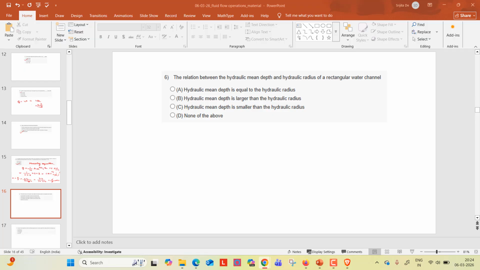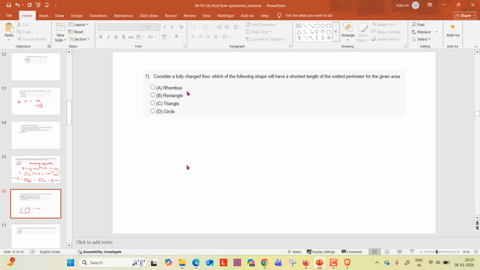So in a rectangular water channel, the hydraulic mean depth H is larger than the hydraulic radius. The depth is always larger in a rectangular channel. Okay, so suppose this is a rectangular channel, with radius R and depth H. So H is always greater than R here. Option B.